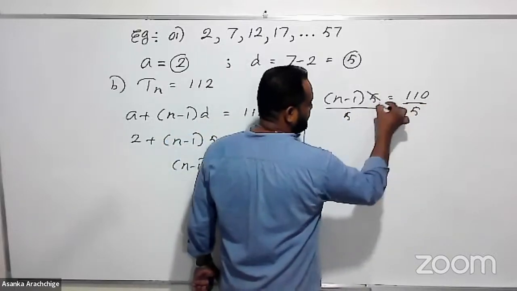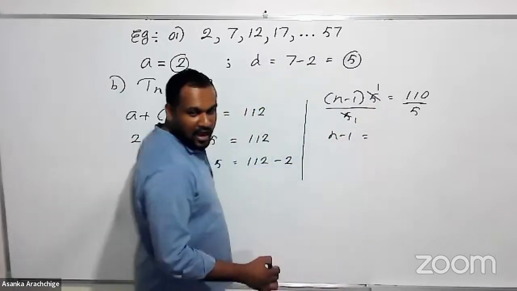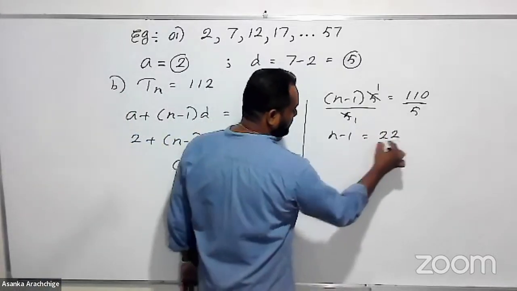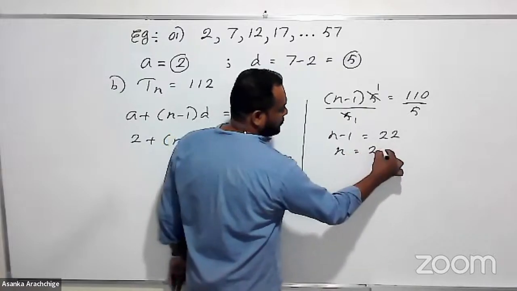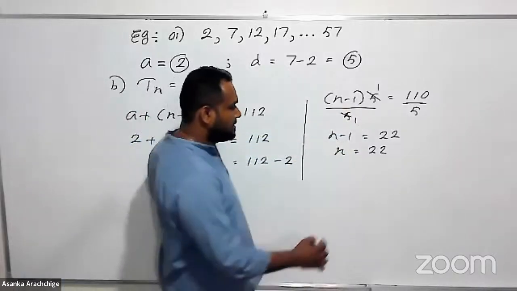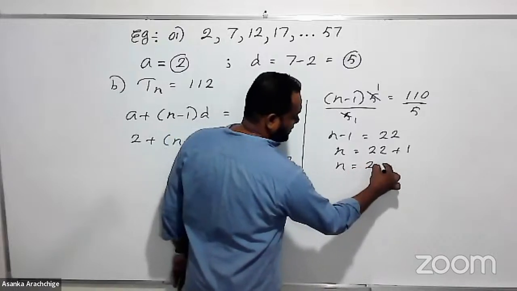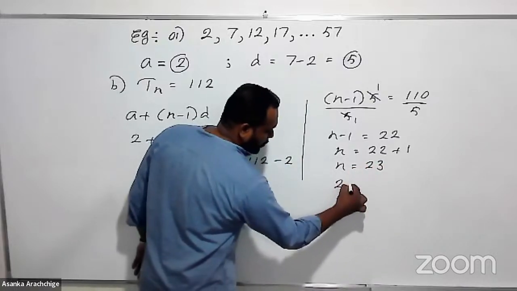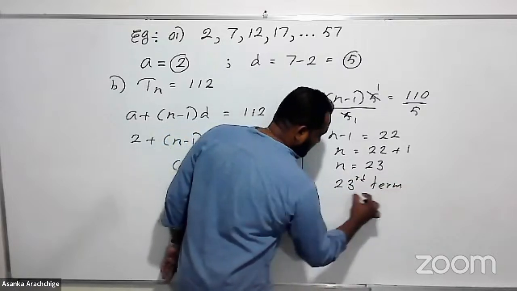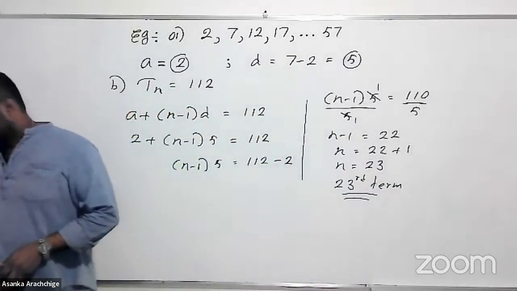So how many 5s are there in 110? How many 5s? 22, no? 22. So n minus 1 is equal to 22. This minus 1 goes to the other side as plus 1. So n equals 23. Answer, 23rd term. Is that clear?